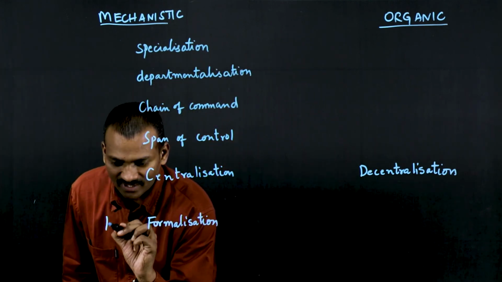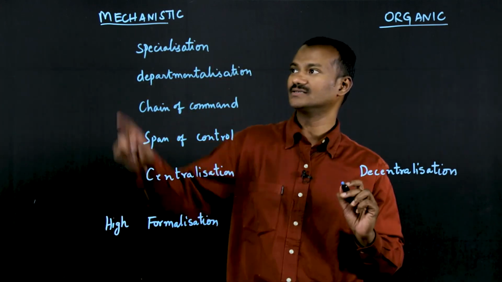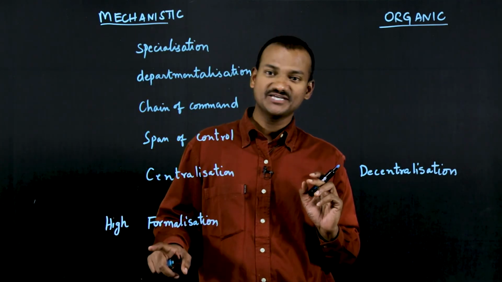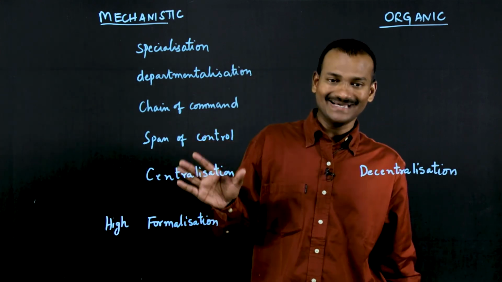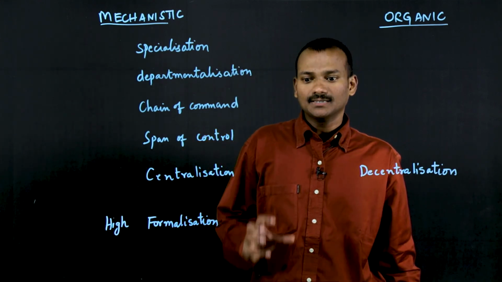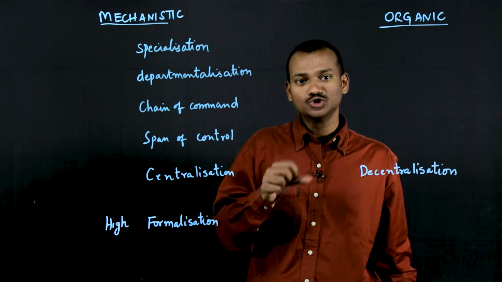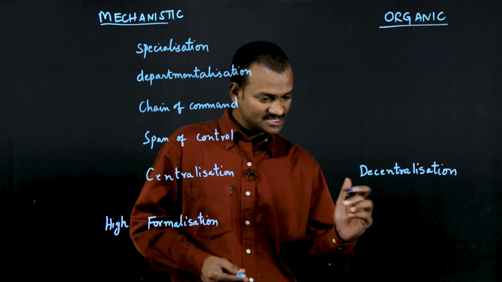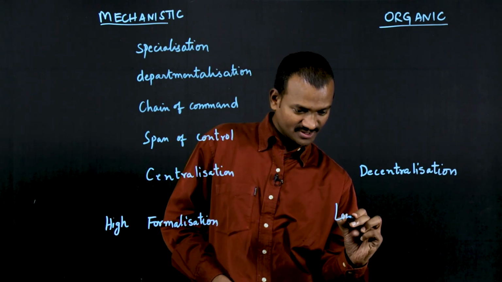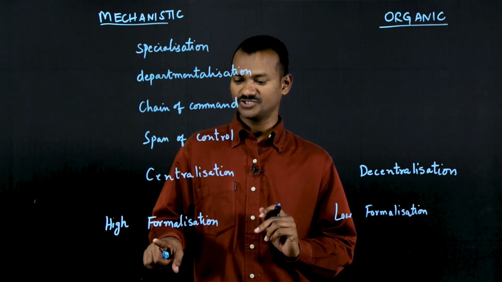Now you have high formalization here. What do you mean by formalization? The way the jobs are standardized and the way the employees are guided by so many rules and regulations. And here it is low formalization. So we are done with centralization and formalization.